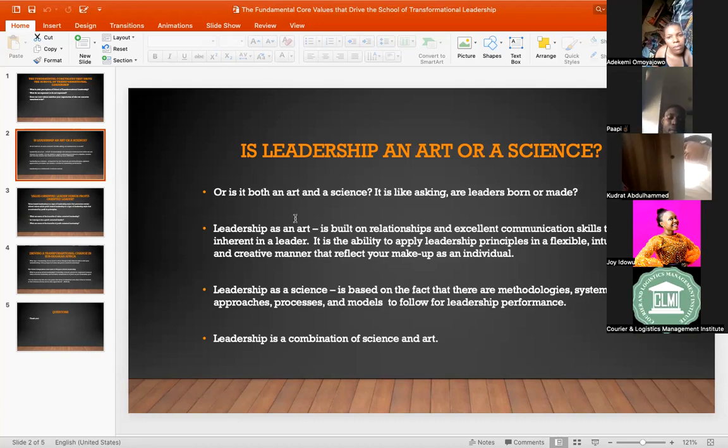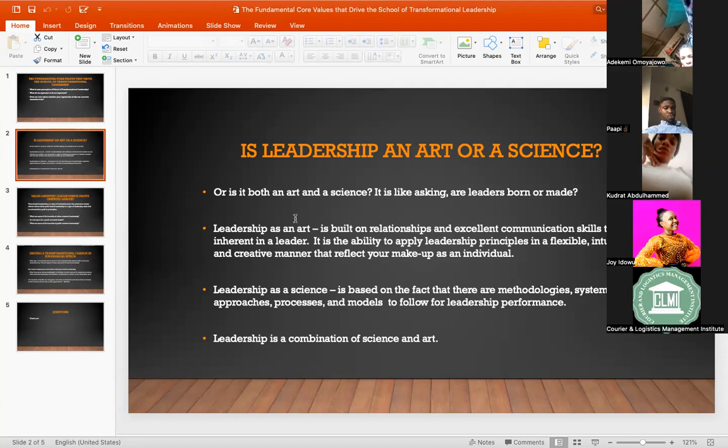It is about how you are able to interact with people, how you are able to communicate with people. And you know, in doing all this, it requires a certain amount of skill to be able to do that. So in that sense, leadership is an art.